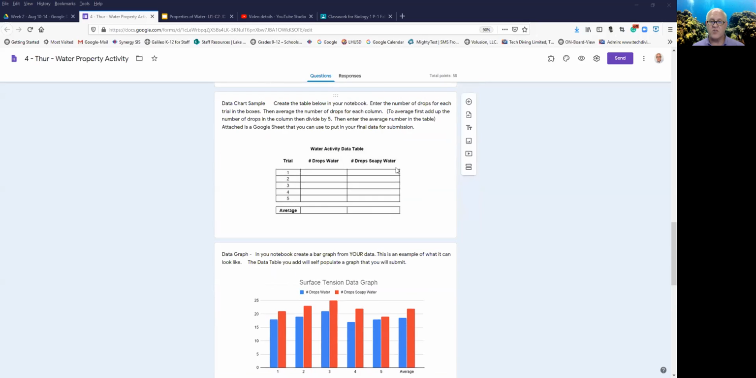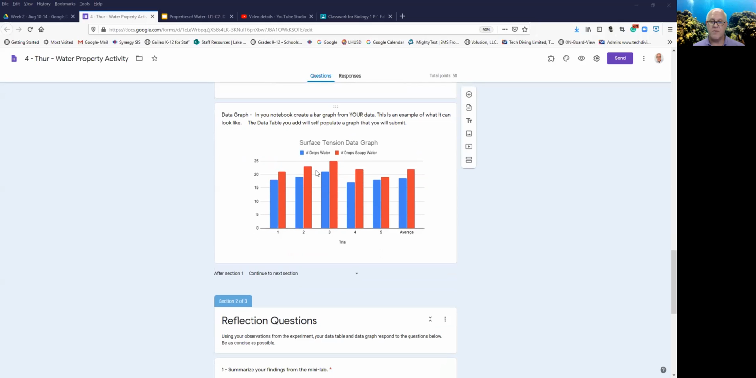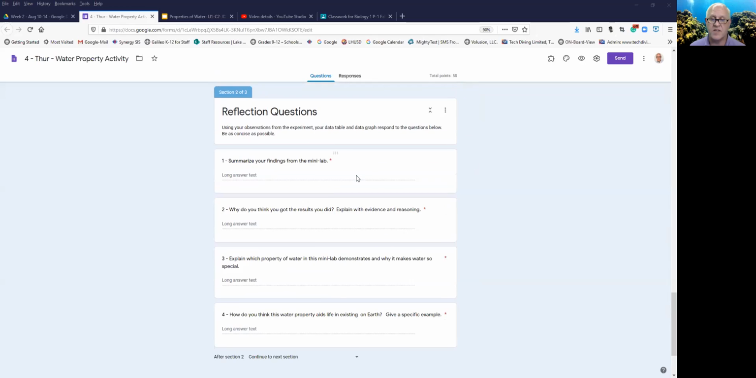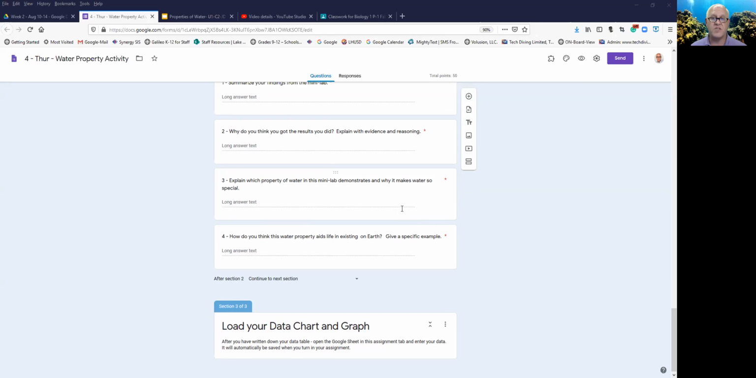You're going to enter your data on a data table that's attached to the assignment. You're also going to develop a data graph chart that's going to automatically populate for you when you add your data into the table. Then there are some reflection questions, also known as your lab report. And so make sure you do this carefully, and you'll have a good time doing this activity.